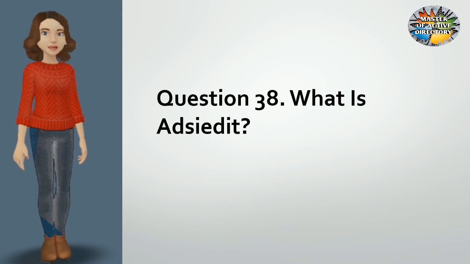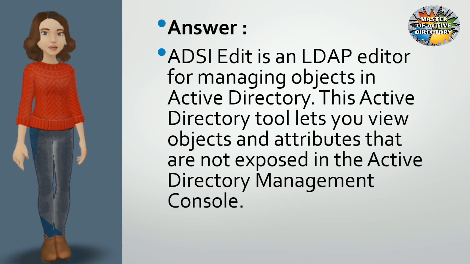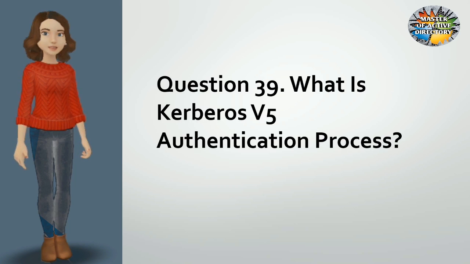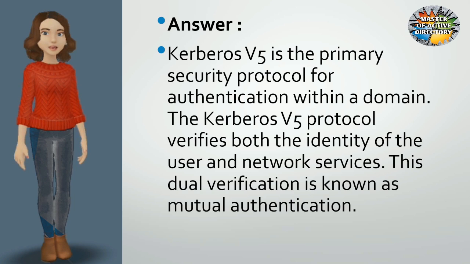Question 38. What is ADSIEdit? Answer. ADSIEdit is an LDAP editor for managing objects in Active Directory. This Active Directory tool lets you view objects and attributes that are not exposed in the Active Directory Management Console. Question 39. What is Kerberos V5 authentication process? Answer. Kerberos V5 is the primary security protocol for authentication within a domain. The Kerberos V5 protocol verifies both the identity of the user and network services. This dual verification is known as mutual authentication.